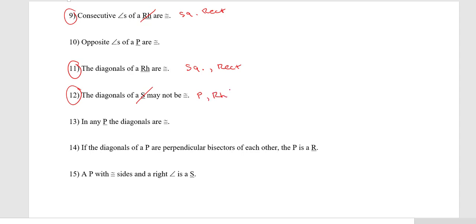Number 13, in any parallelogram, the diagonals are congruent. Not always true. It's only always true when it's a square or a rectangle. And then the last one that's false is number 14. If the diagonals of the parallelogram are perpendicular bisectors of each other, then the parallelogram is a rectangle. That's not true. It would be a rhombus or a square.